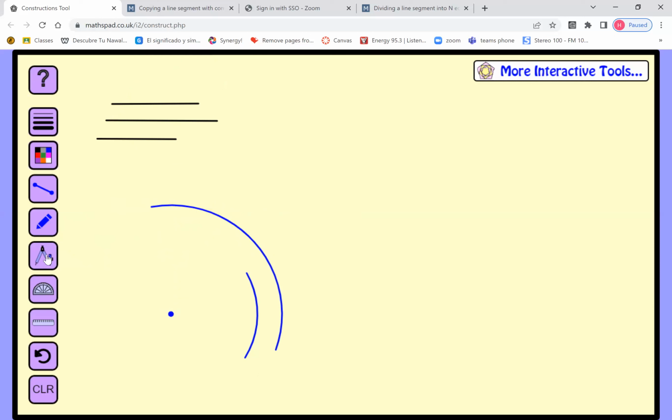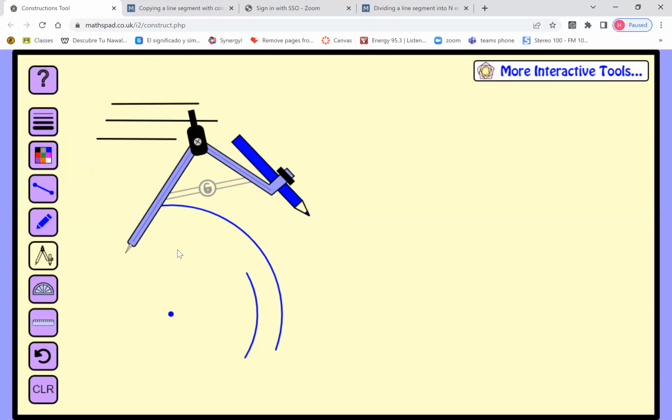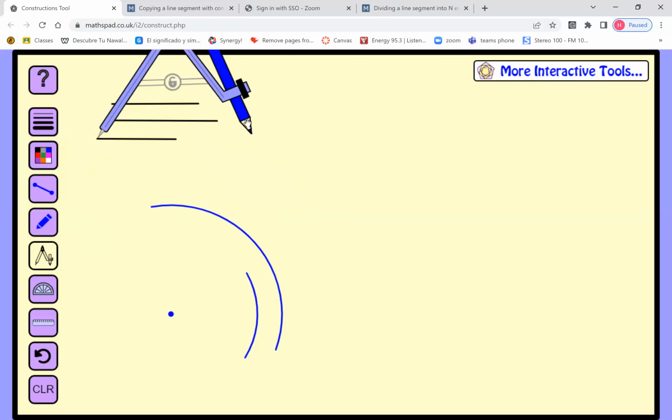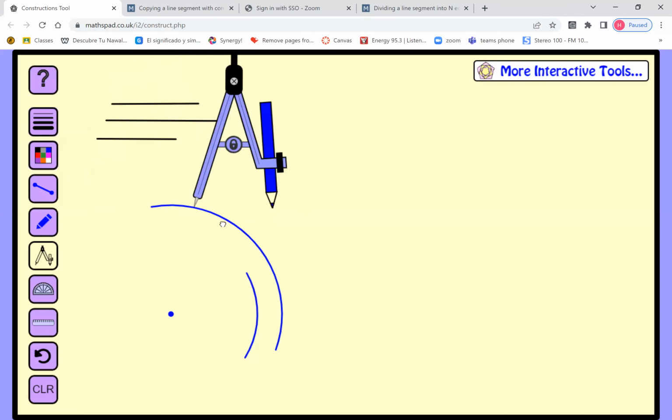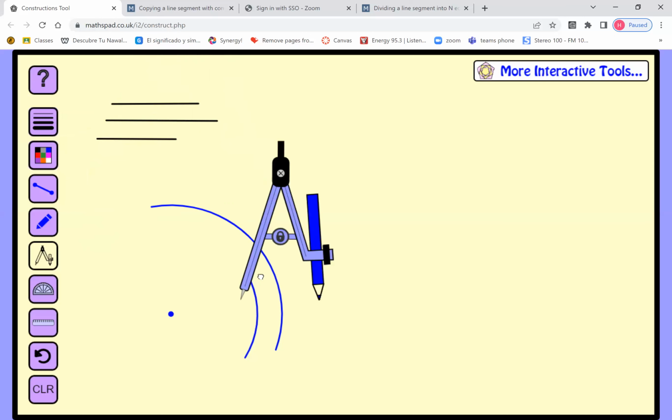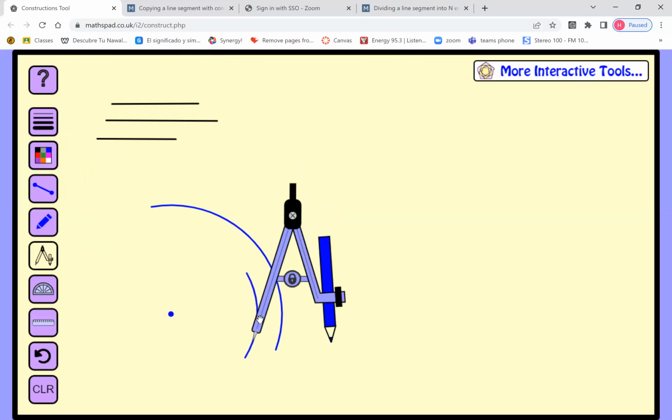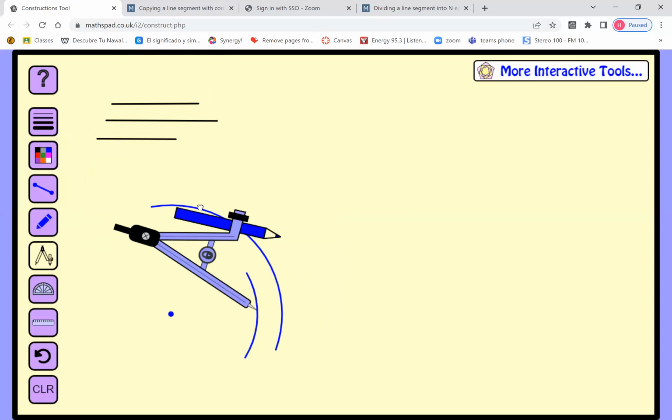Now let me measure my third segment. Let me unlock this. Right there and right there. Let me lock it. I'm measuring the third segment. Now, this one, I'm gonna go anywhere on this first arc. Notice I'm putting my compass anywhere on the first arc, and I want it to cross the second arc.